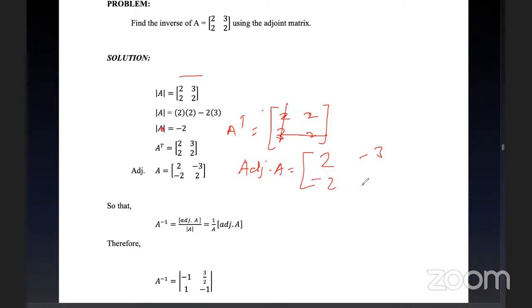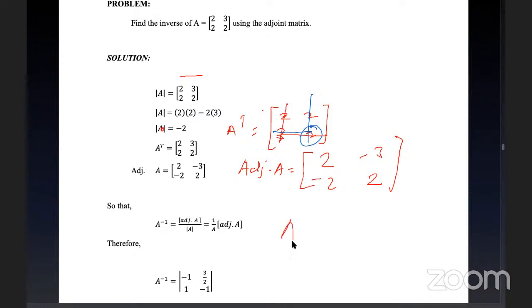Okay, and then for the last term, itong element na to, burahin natin to. Ano yung sign dito? Positive, di ba? So plus 2 siya. Okay, now ito na yung ating adjoint.